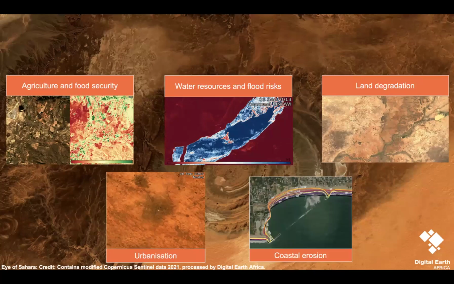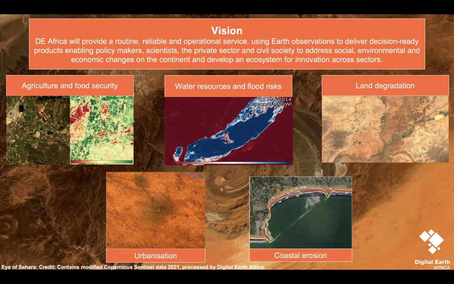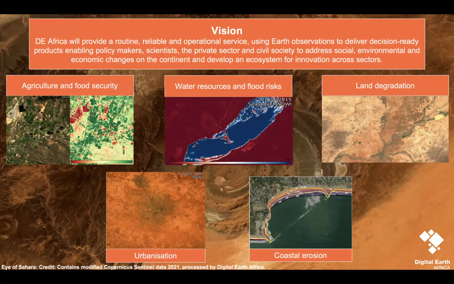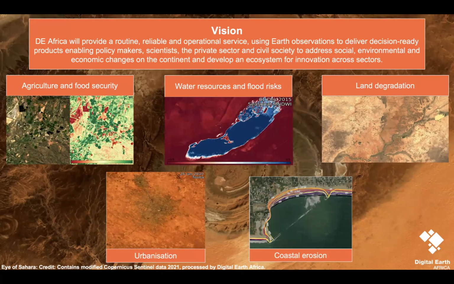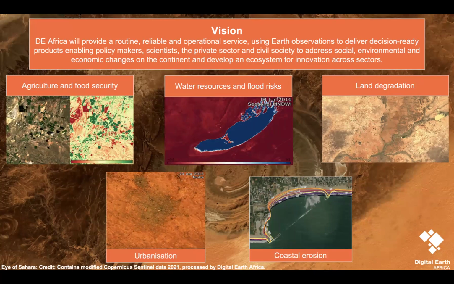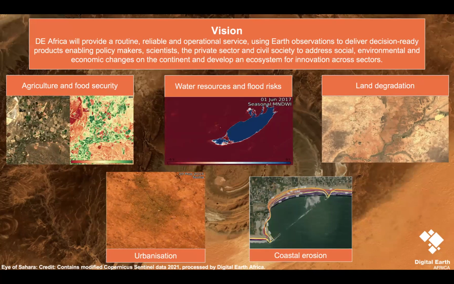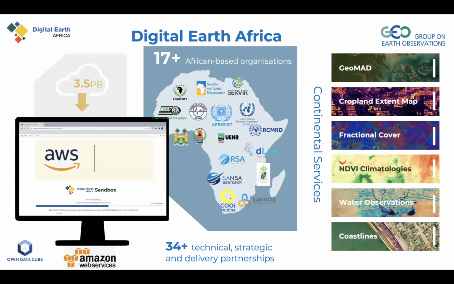Digital Earth Africa was set up 4 years ago with the objective of empowering different sectors from government, academia, and civil society, and working across these thematic areas from agriculture, water, land regulation, urbanization, and coastal erosion. And it is working with a team of partners across the continent to empower the use of Earth observation for supporting their various development agendas.